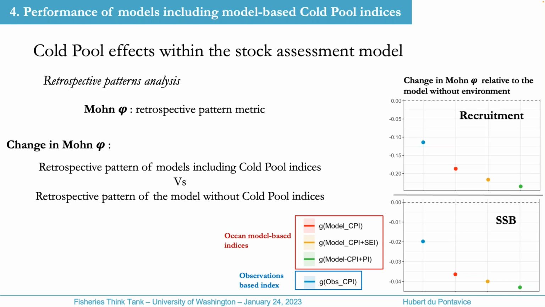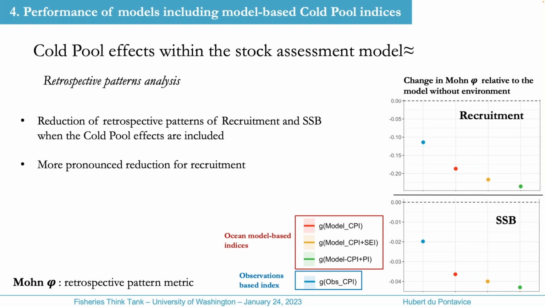So we used the Mohn's rho, which is a classic retrospective pattern metric. The Mohn's rho values are generated by refitting the model to the data after sequentially removing the terminal year, and we did that 7 times. So in this figure, we represented the changes in Mohn's rho relative to the model without cold pool effect for recruitment and SSB. With these figures, we compared the retrospective patterns of models that include cold pool indices with those of the model without cold pool effects.